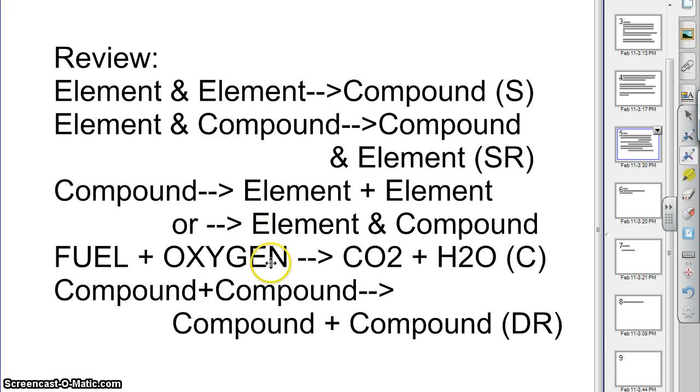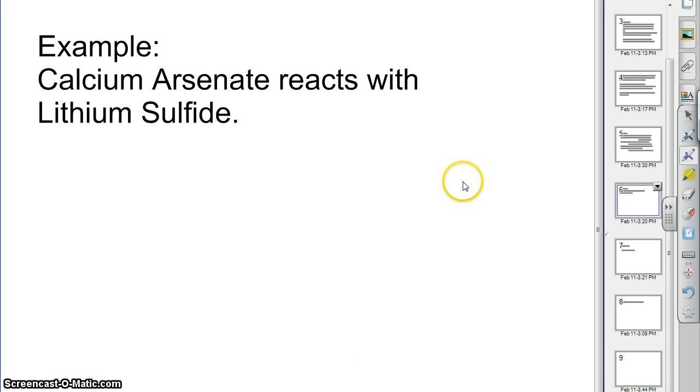If we look through our list, that's going to give us a double replacement reaction. Compound and compound is a double replacement. So we're going to have a Swarovski. So we start by writing out the formulas properly.